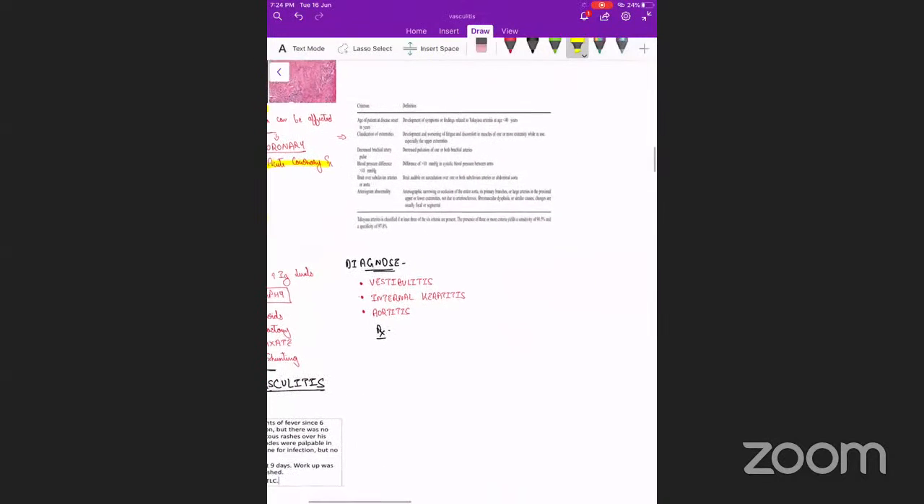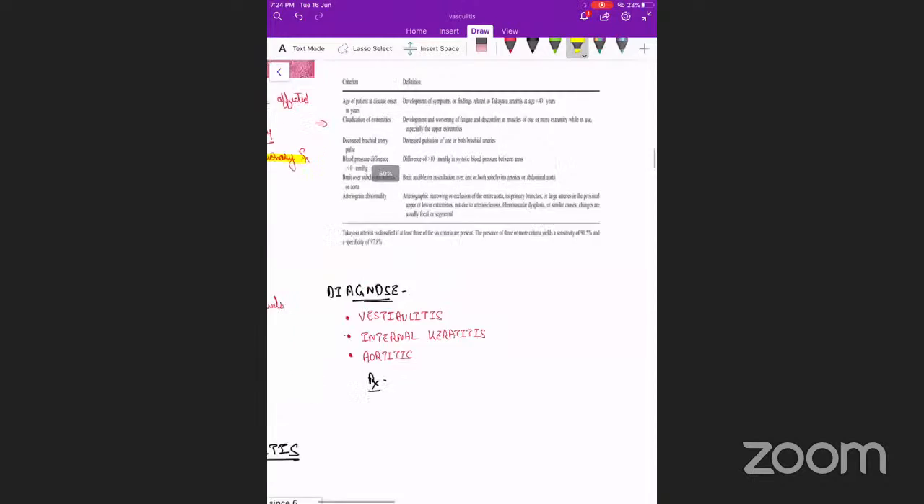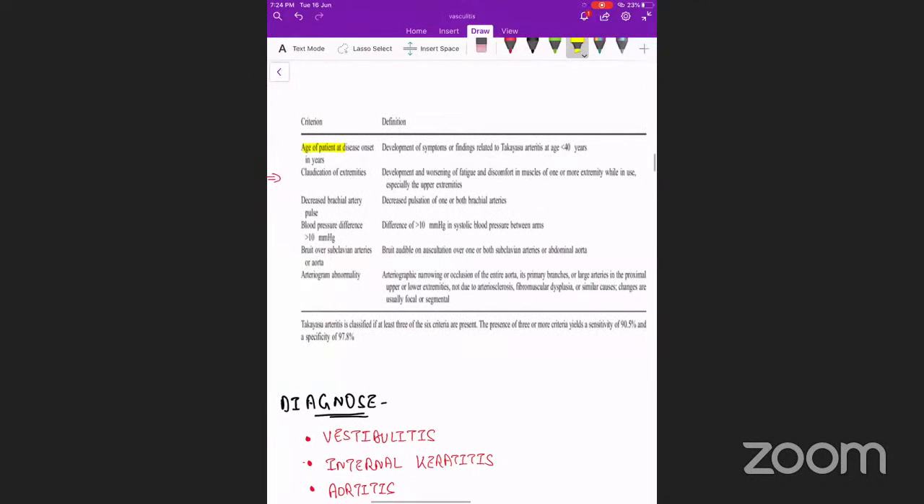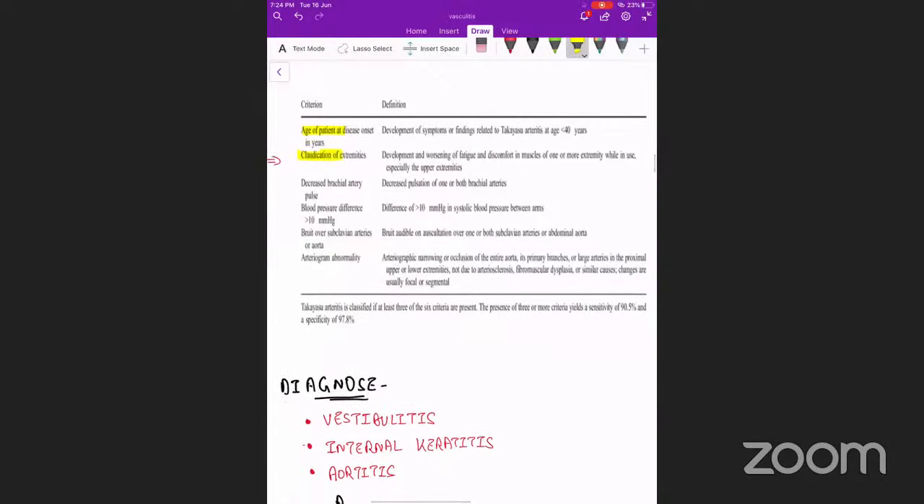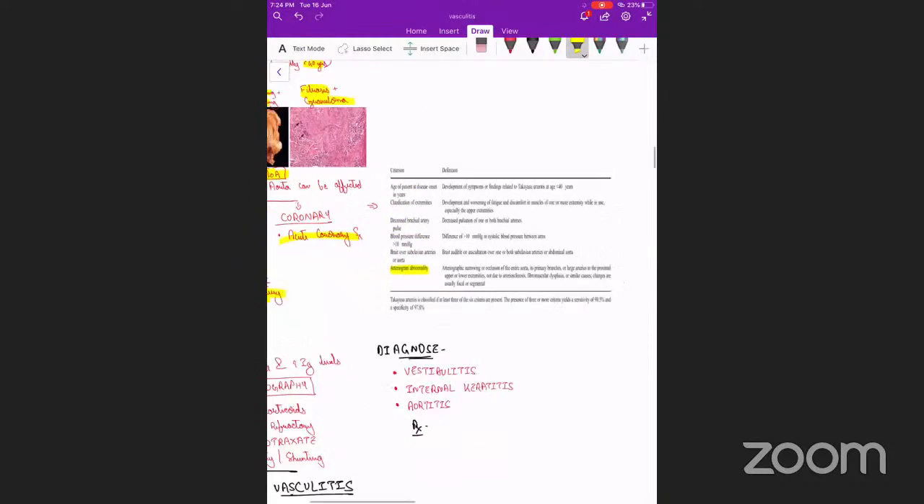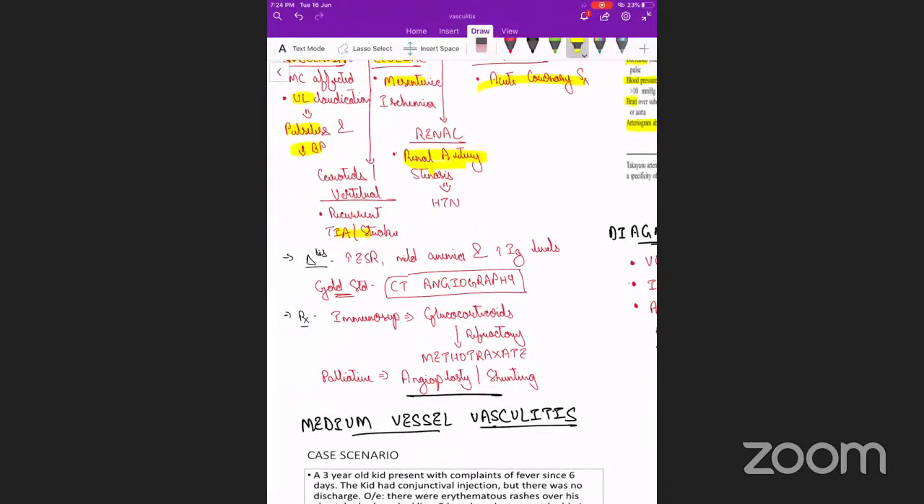And again, this is the criteria given by the same American Rheumatology. One is age of the patient less than 40 years, claudication of extremities, and decreased pulse. We saw all these features; they've just put them as criteria. BP difference of greater than 10 mmHg, because there will be narrowing, and we can hear a bruit. And on doing an arteriogram, as we saw in the picture, there can be abnormality. There will be constriction. For diagnosis, ESR will be elevated, and one criterion has to be fulfilled.